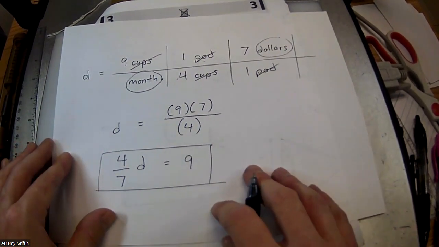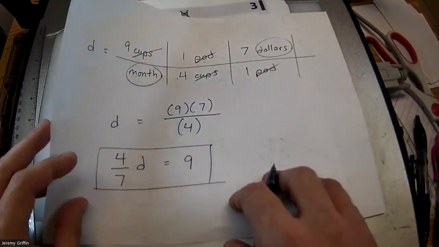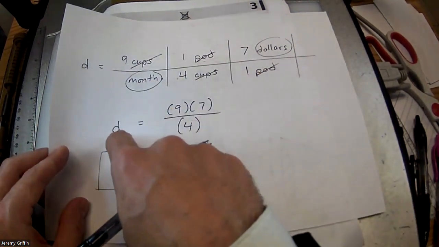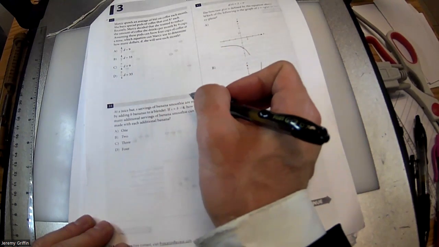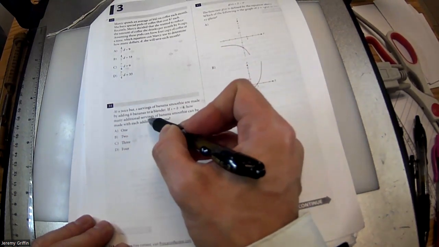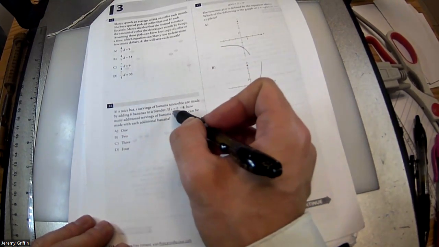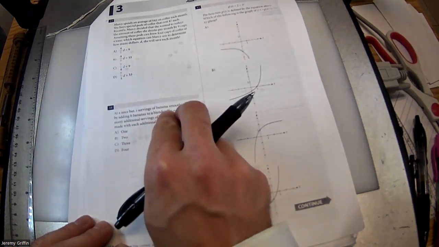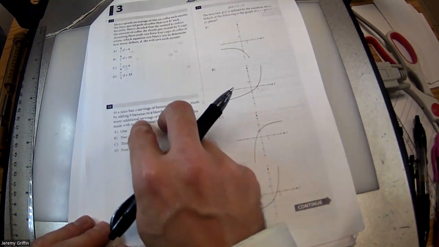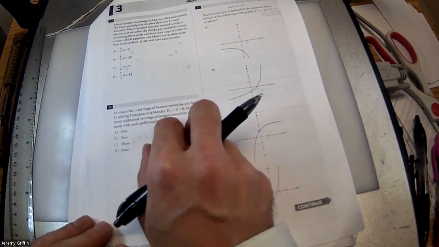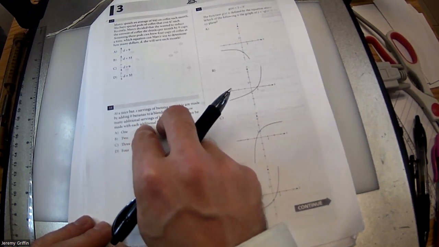Yeah, so there might be backdoor or roundabout ways you might have to do this. You might have to solve for D exactly and then see which of these would correspond to that. Okay. Number 14. At a juice bar, S servings of banana smoothie are made by adding B bananas to the blender. If S equals B minus 4, ooh, right? How many additional servings of banana smoothie can be made with each additional banana?